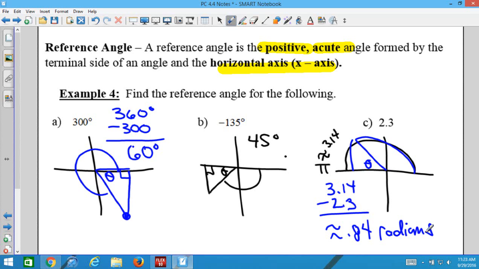We have to be training our brains to know radians instead of always converting. If you always convert, your homework assignments are eventually going to take you like 4 times as long. And we have got to be efficient. So we've got to start thinking in radians.